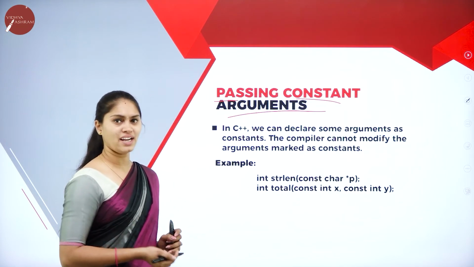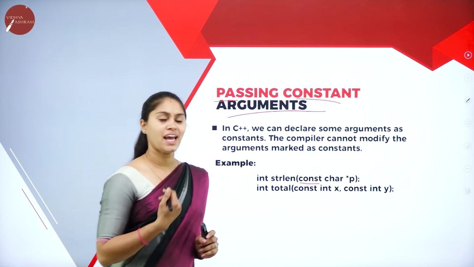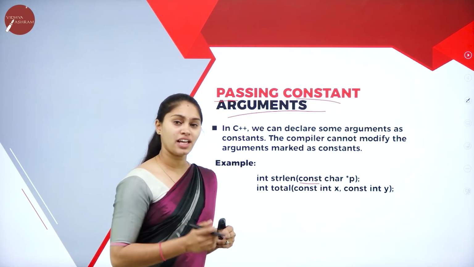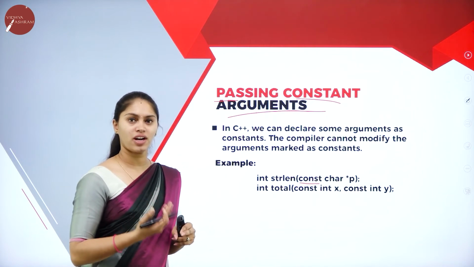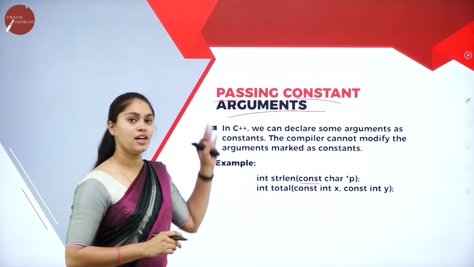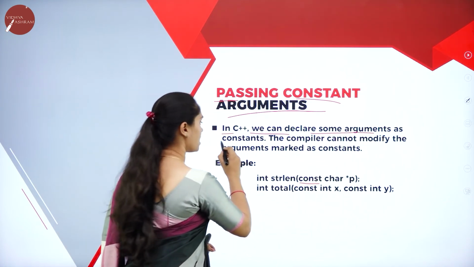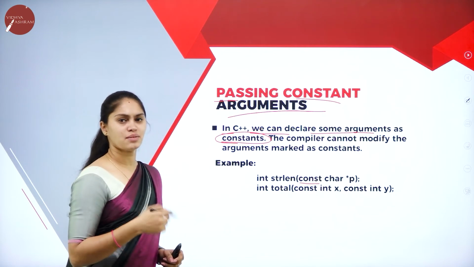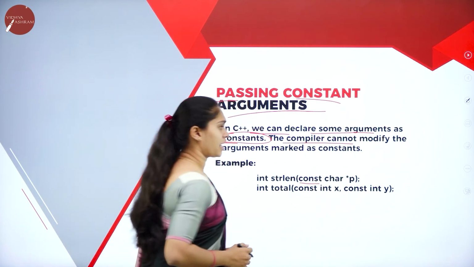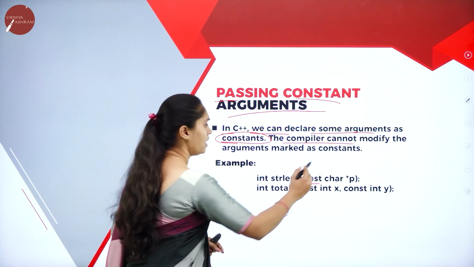How are we going to do that? That too with the help of a keyword called const. If I make any variable const, then the compiler is not able to modify the value of that particular variable or argument. So in C++ we can declare some arguments as constant, and then the compiler cannot modify the content of the arguments marked as constant.